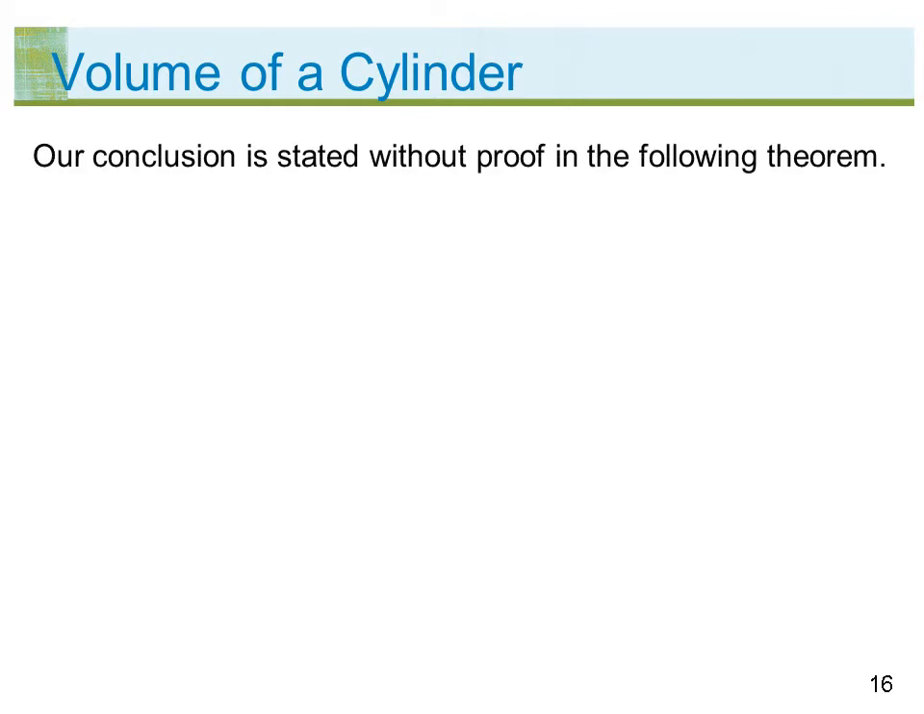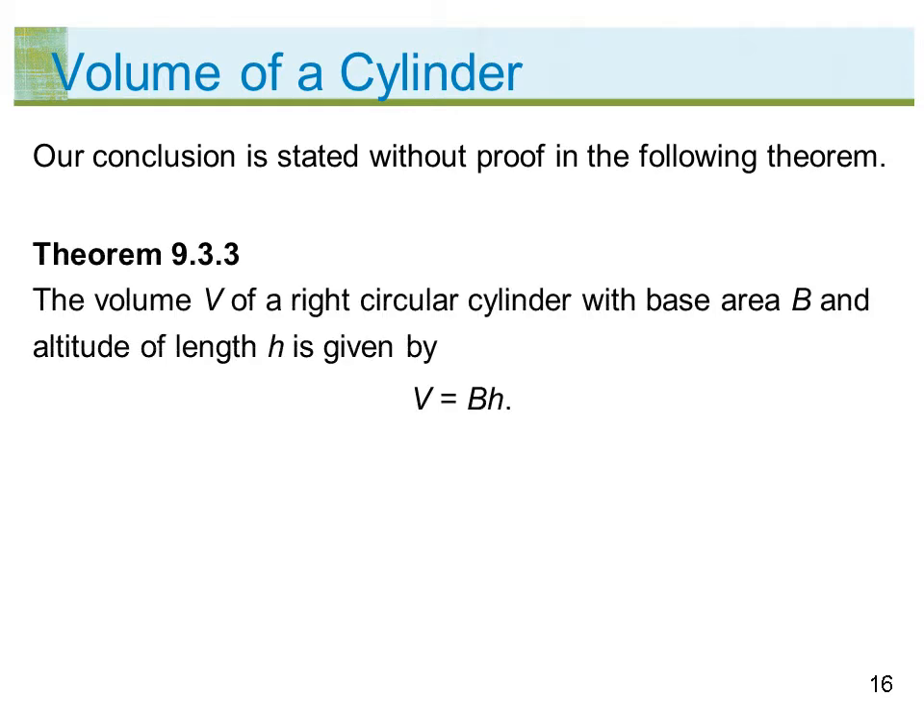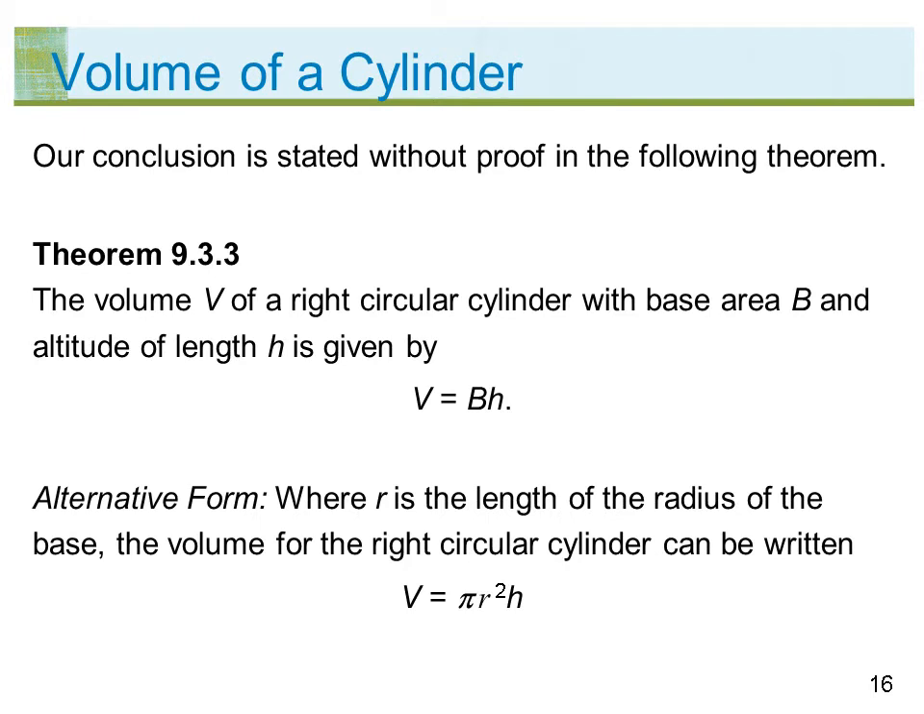Our conclusion is stated without proof in the following theorem. Theorem 9.3.3. The volume, capital V, of a right circular cylinder with base area, capital B, and altitude of length h is given by capital V equals capital B h. Alternative form, where r is the length of the radius of the base, the volume for the right circular cylinder can be written capital V equals pi r squared h.